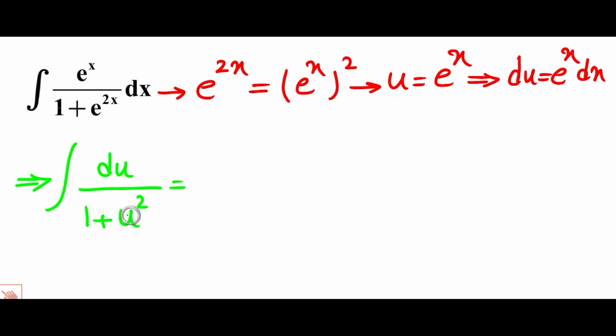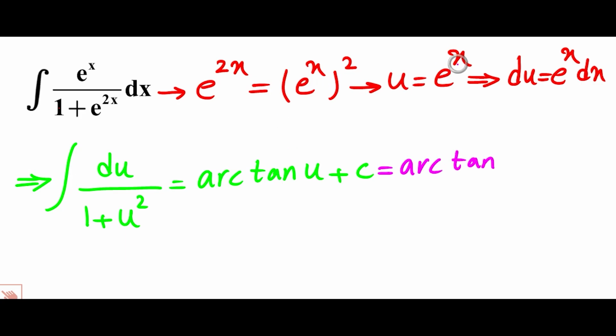So this is the classic arctangent form. So we have arctangent of u plus c, or arctangent of e to the x plus c, right? So don't let the exponentials scare you. Once you find the right substitution, it's a standard formula.